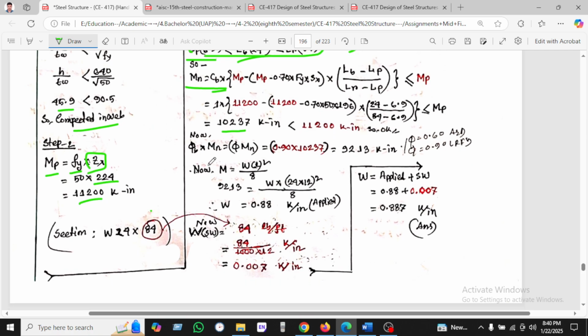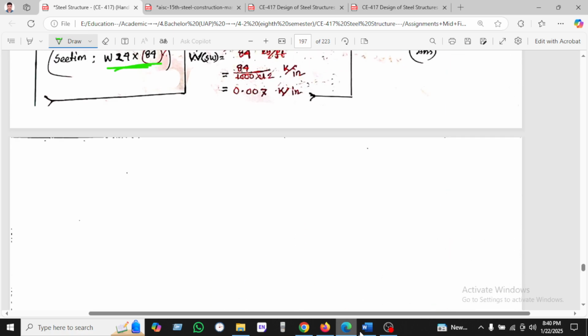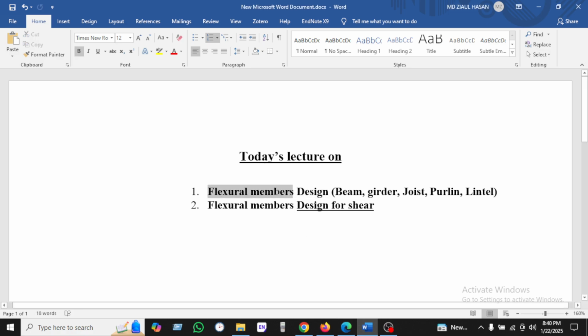So okay, and the nominal moment we found 9213 kip, and if we use the back calculation wL squared by 8, then we can find the w value 0.88 kip applied. So now we are using W24 by 84, 84 pounds per foot, as we have selected, and found 0.007 kip. So w applied plus w self weight, we found 0.007 kip. Okay, this covers the flexural member design.